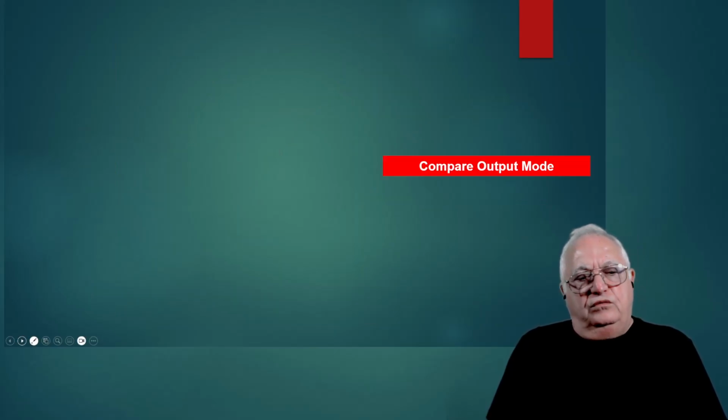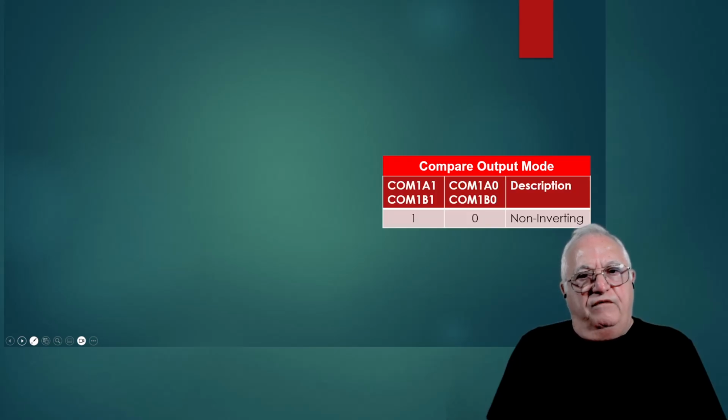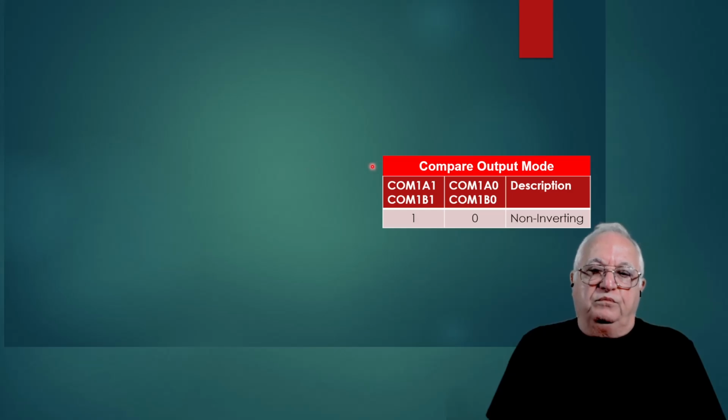So now I need to talk a little bit about some configuration. When we set up our register, there is a parameter which is the compare output mode. And the compare output mode has to be a non-inverting mode, which is COM1A1 equal to 1 and COM1A0 equal to 0.